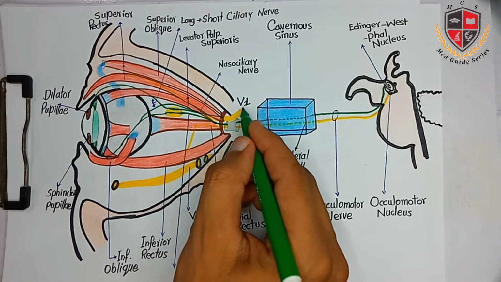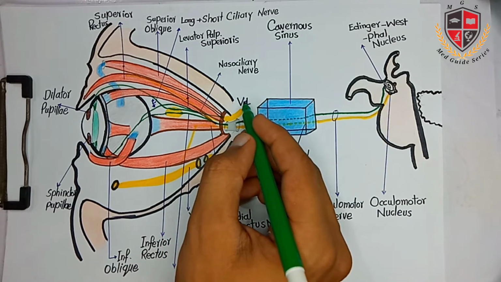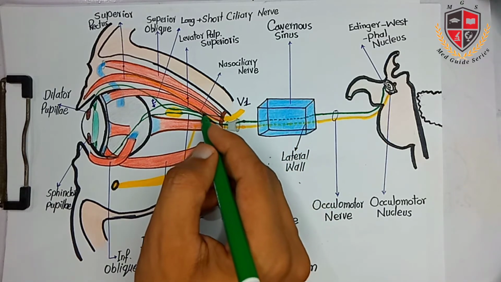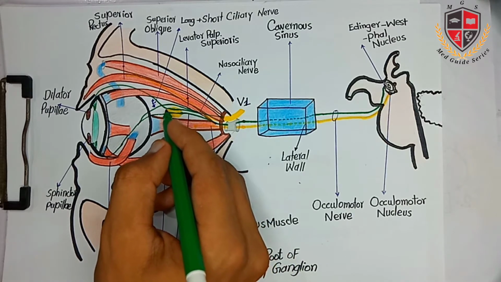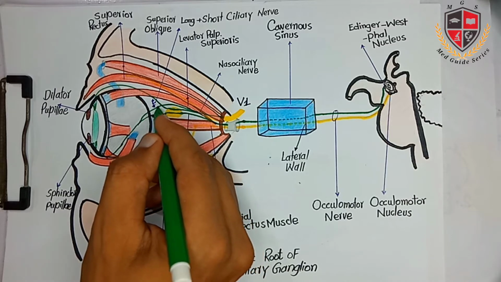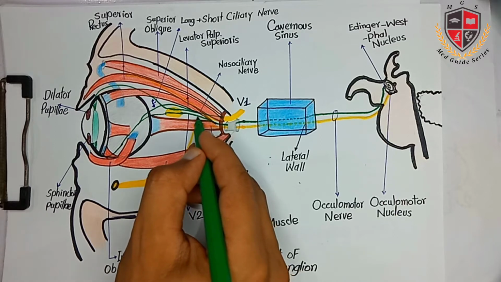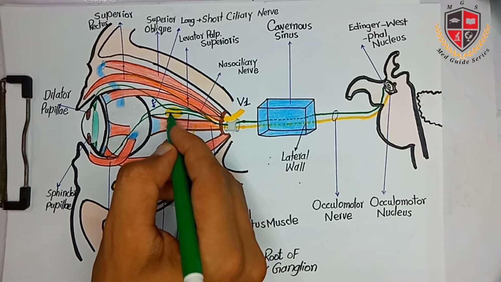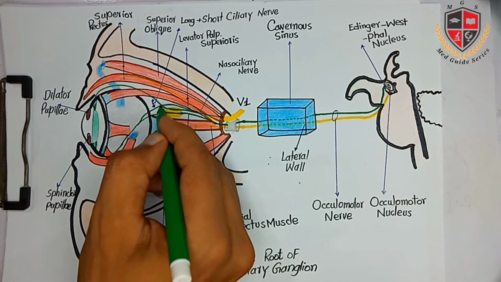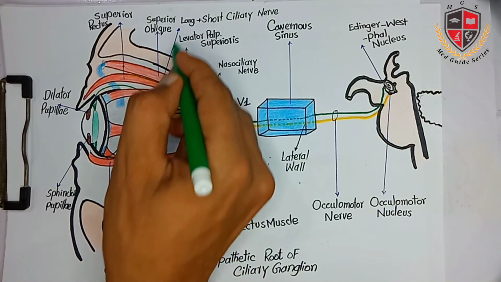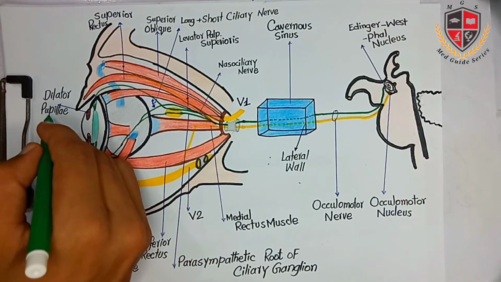Then the nasociliary nerve, from the ophthalmic division of the trigeminal nerve, communicates with the postganglionic nerve of the ciliary ganglion. This is the ciliary ganglion, and this is the preganglionic parasympathetic fiber going to the ciliary ganglion, and it communicates with the long ciliary nerve, and it innervates the dilator pupillae muscle.